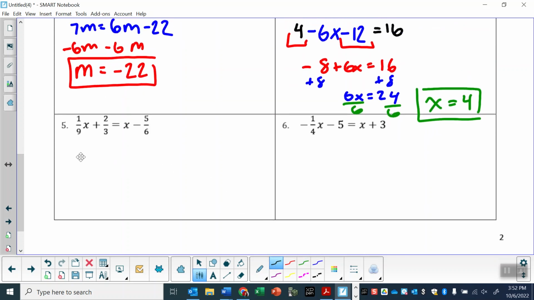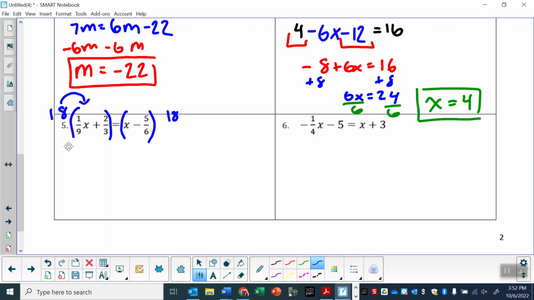Number 5, this one's a little weird. You can deal with fractions if you want. If you wanted to get rid of the fractions, whatever you do to one side of the equation, you have to do to the other side. If I wanted to get rid of all of the fractions, I would want to multiply by a number that can be divided by 9, divided by 6, and divided by 3. 9, 3, and 6, the least common multiple is 18. So by choosing to multiply by 18, I know I'm going to get rid of all of the fractions.